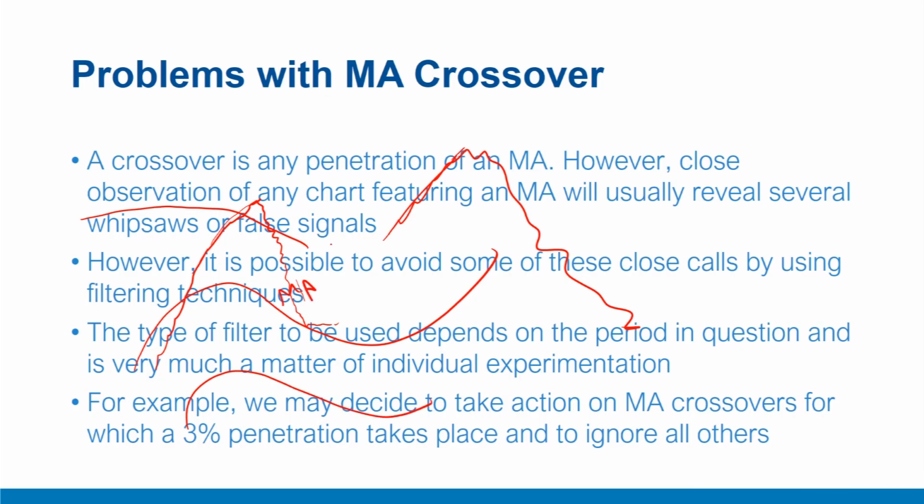So this is our moving average line. This is the upper level. This is the lower level. Now this filter of 3% or maybe 5%, some kind of filter or band, can cut out all the whipsaw signals, and only those signals that are substantially large are considered useful.